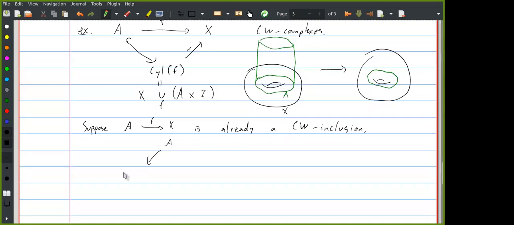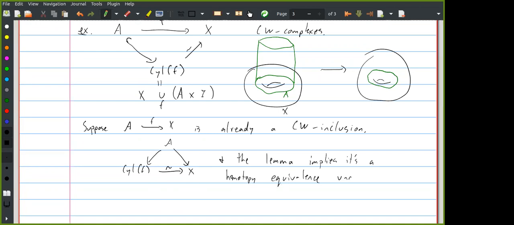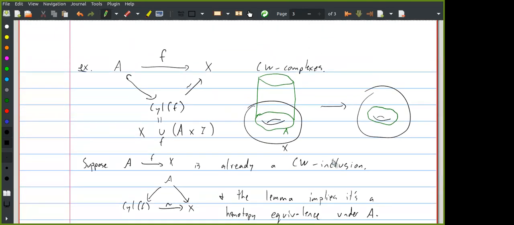So then we have one of these diagrams where this map is a homotopy equivalence, and the lemma implies that it's a homotopy equivalence under A. This is a little bit surprising because the natural inclusion of A into the cylinder is at the top end of the cylinder, the end that's not glued to X. For example, if this map from A to X were not an injection, then you want A to actually be a subcomplex of the cylinder. So it has to be the top end and not the bottom end.